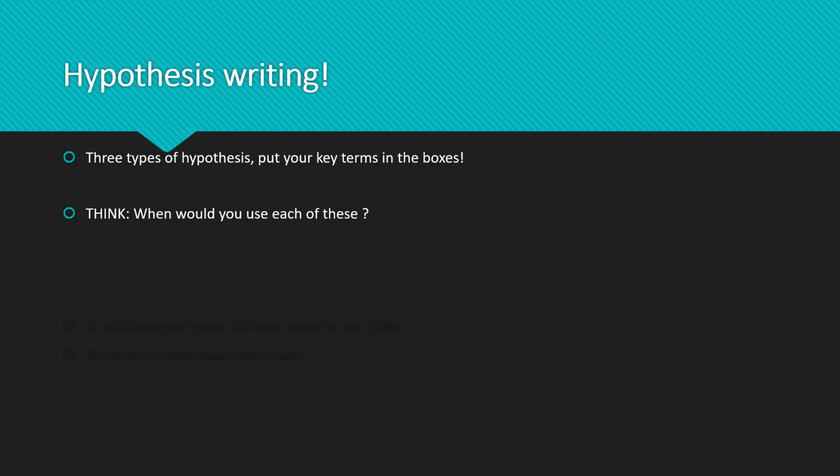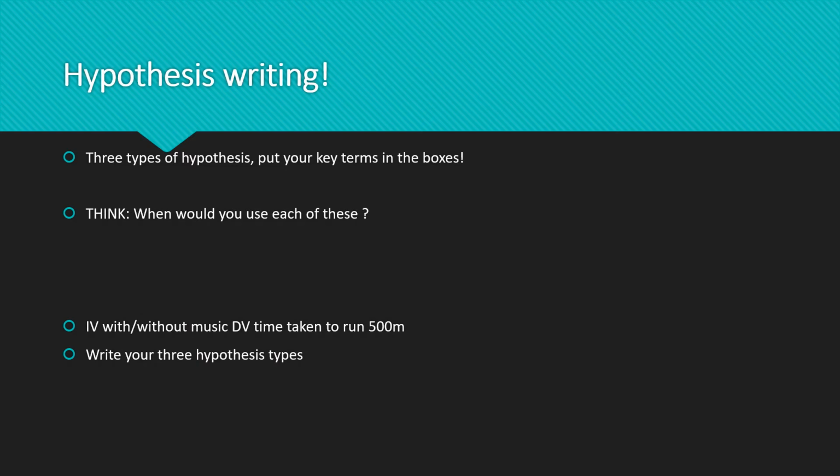So if we have a look through, you need to think about your IV and your DV, and we're going to have a go at writing a hypothesis in a second. But for directional, you need to say things like more than, less than, quicker, slower.